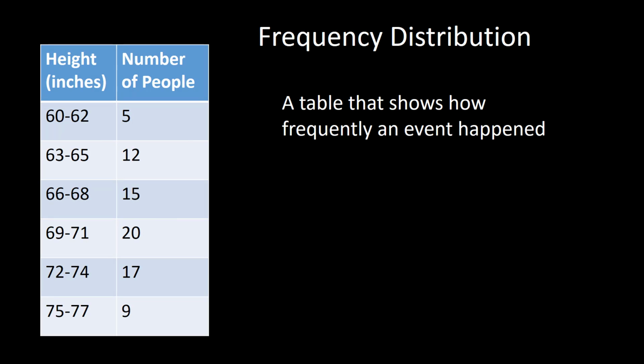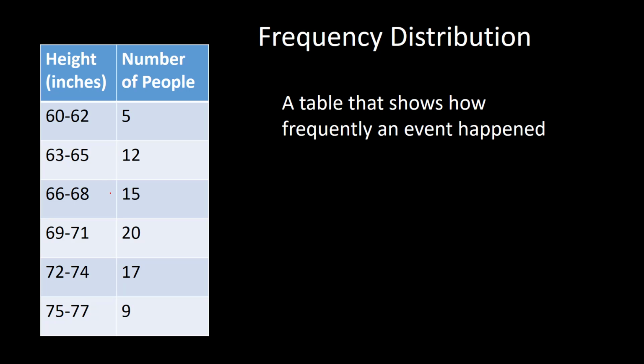The first way is what we call a frequency distribution. For example, let's say you collect data on the height of different people. And you find that there are 5 people that have a height of 60 to 62 inches, 12 people that fall within 63 to 65, 15 people that fall within 66 to 68 inches, and so on. So here's the table that we've collected. This table is what we call a frequency distribution, which means we are showing how frequently something is happening, or how frequently something is occurring within a certain range.